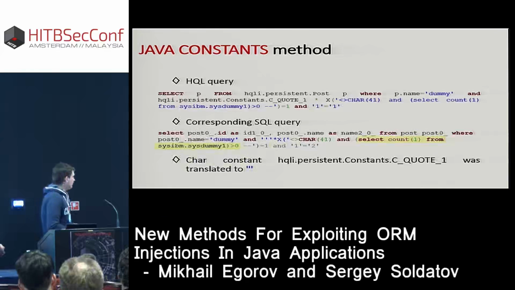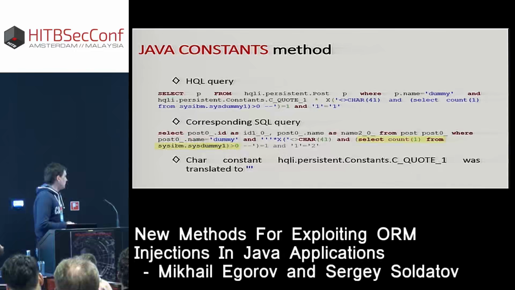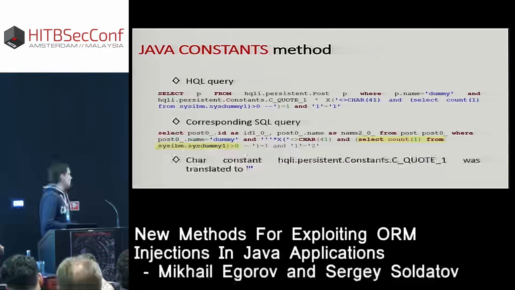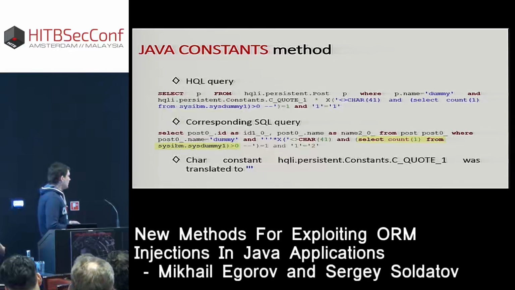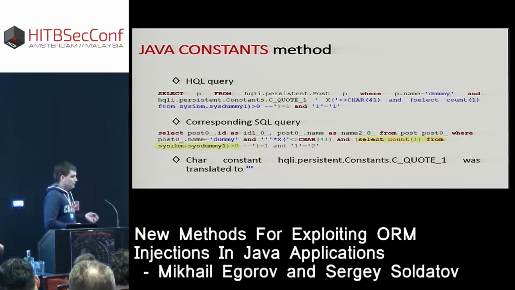And on the final step, Hibernate translates the SQL AST into the SQL query. And on that step, the Java constant is replaced with 3 single quotes. And we see that the SQL subquery that was concealed inside the string parameter of function x is exposed.